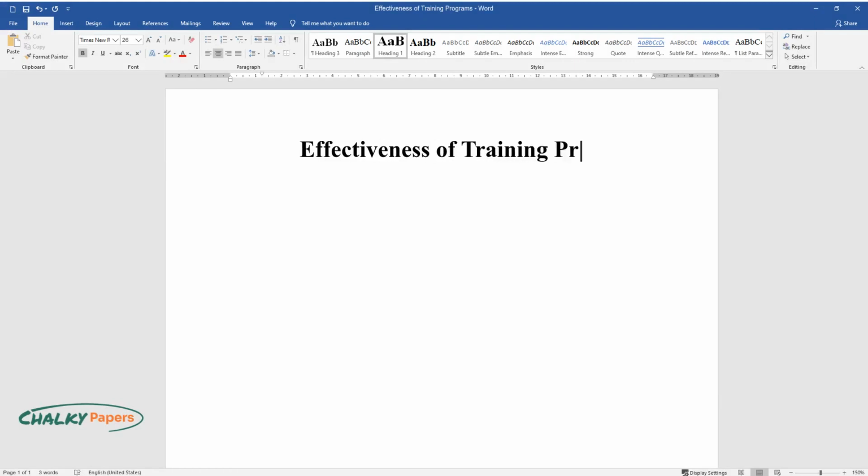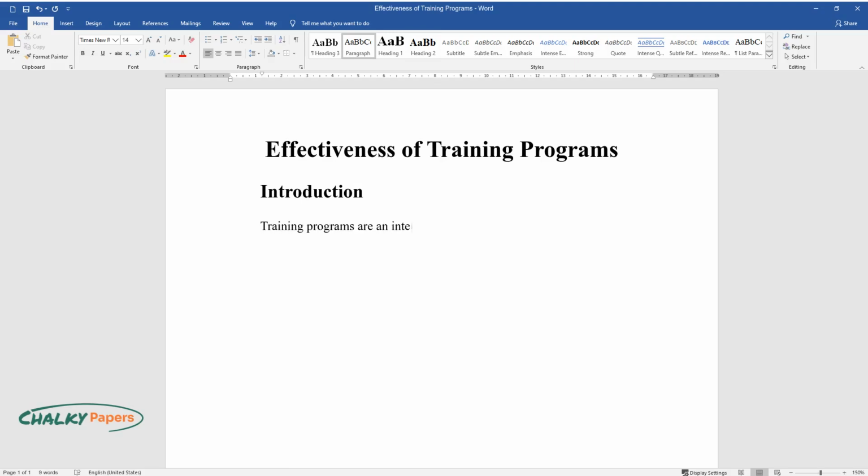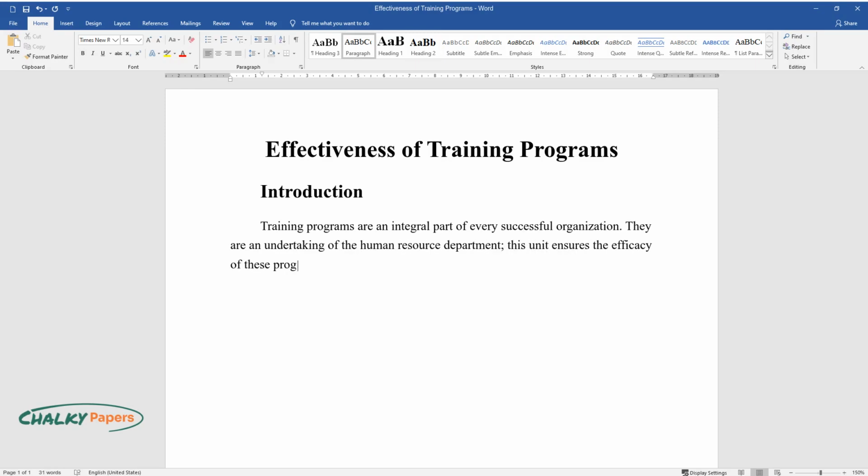Effectiveness of training programs. Introduction. Training programs are an integral part of every successful organization. They are an undertaking of the Human Resource Department. This unit ensures the efficacy of these programs in yielding beneficial company outcomes.